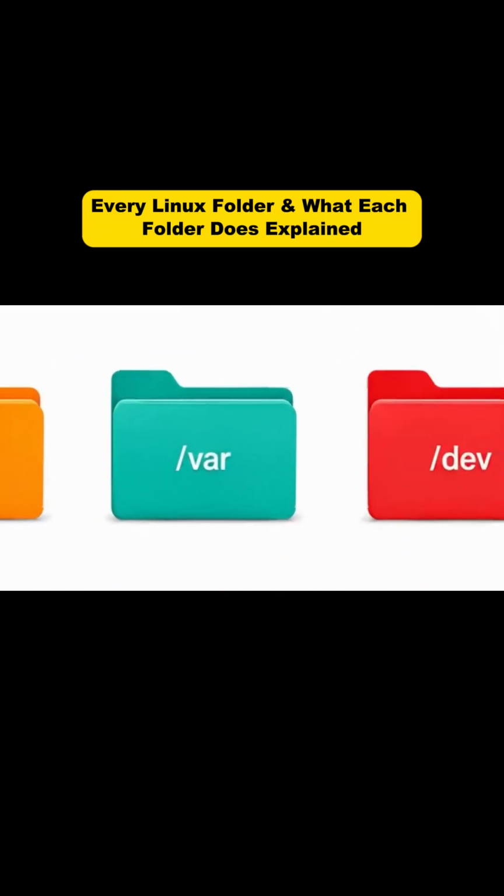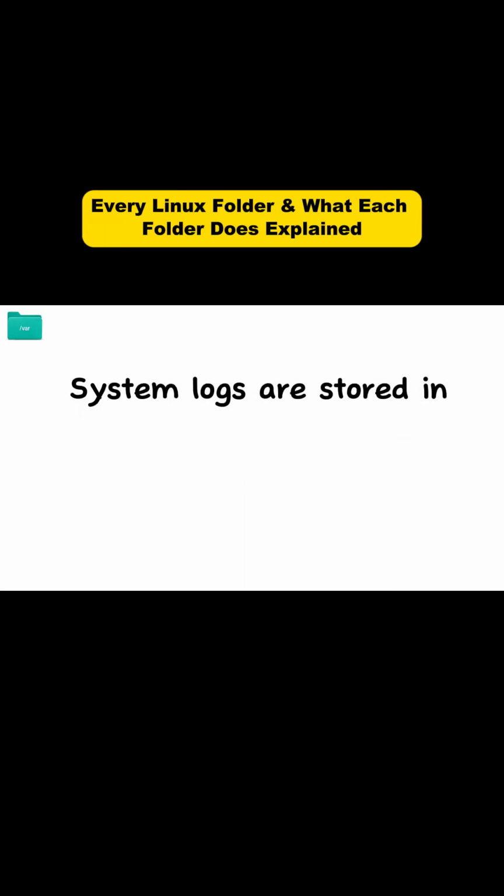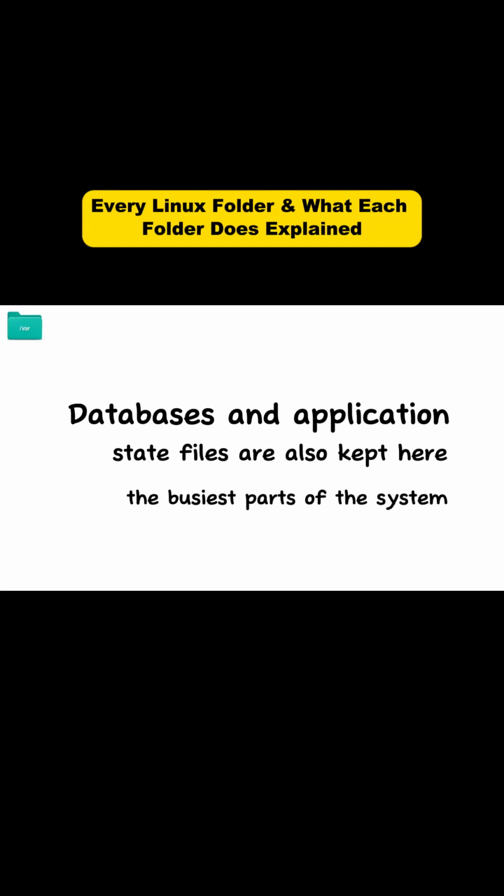var directory. The name comes from variable because its contents change constantly. System logs are stored in var/log, package caches in var/cache, and queued print or mail jobs in var/spool. Databases and application state files are also kept here, making this directory one of the busiest parts of the system during normal operation.